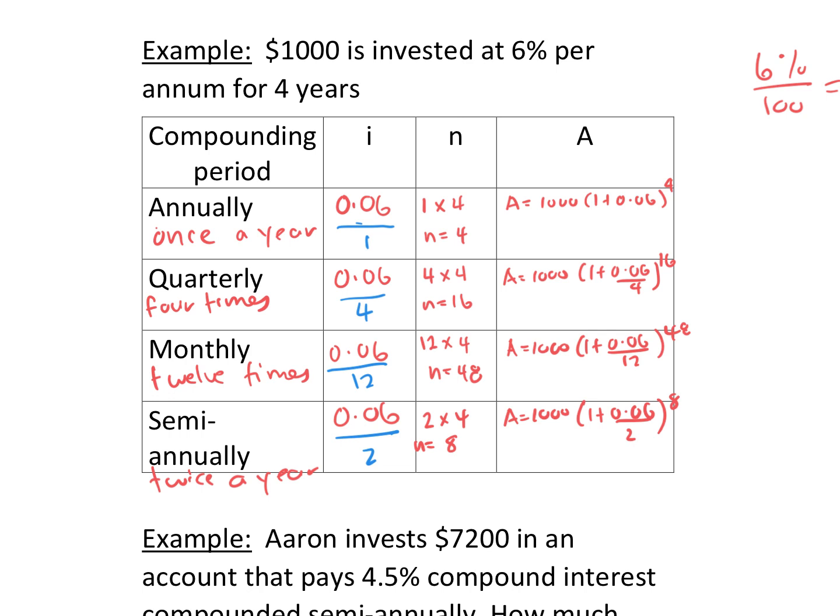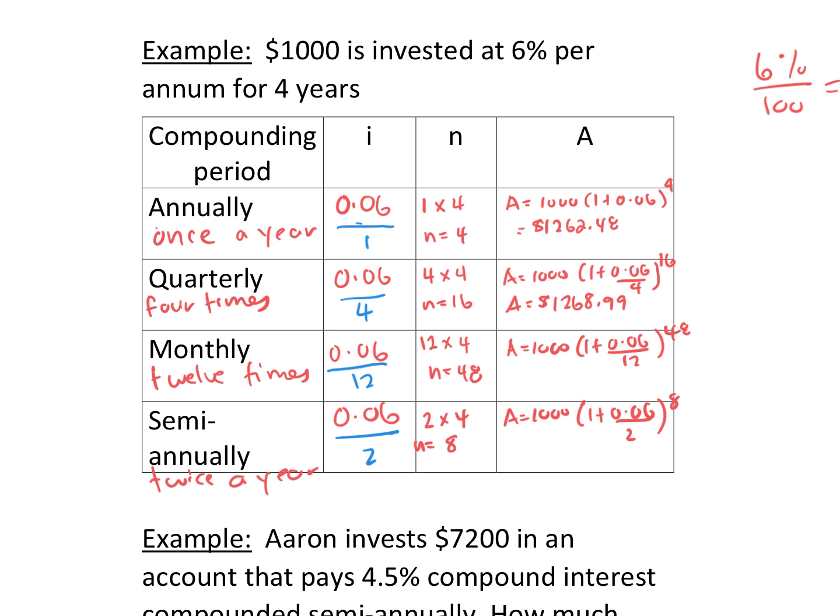So in the first example, if we calculate it once a year, we'll end up with $1,262.48. So we've earned $262.48 in interest. If we do the second one, this time we're compounding it quarterly, so we're going to divide that interest rate by 4, and our n is now going to be 16. And we're going to end up with $1,268.99.